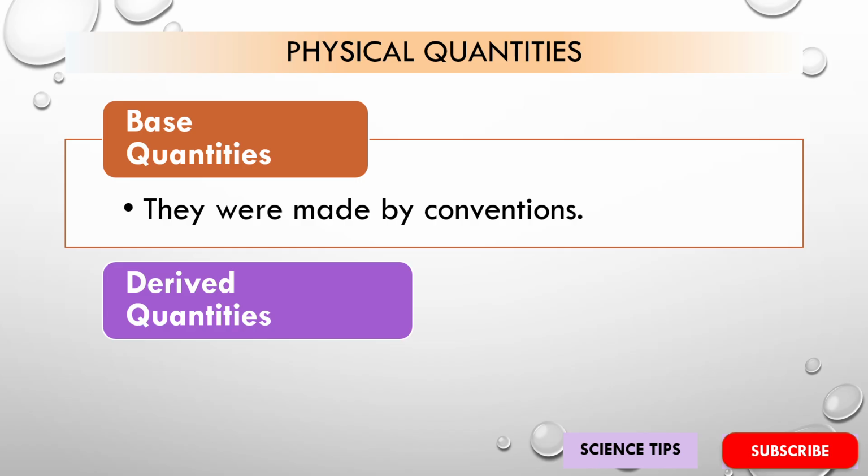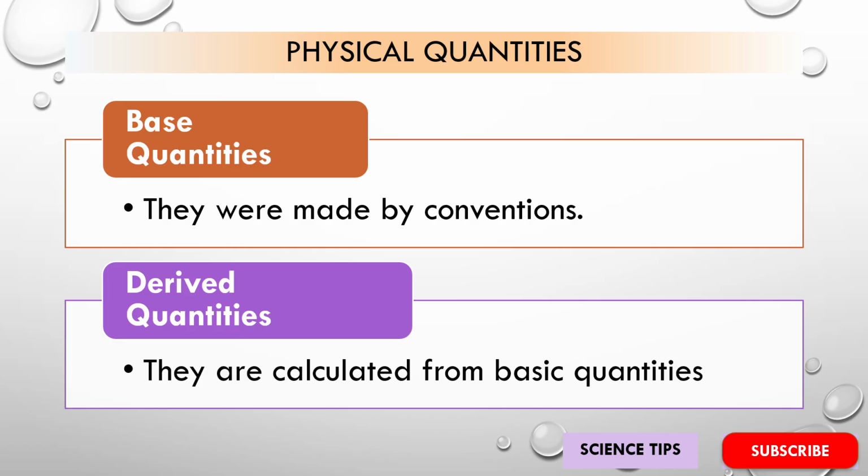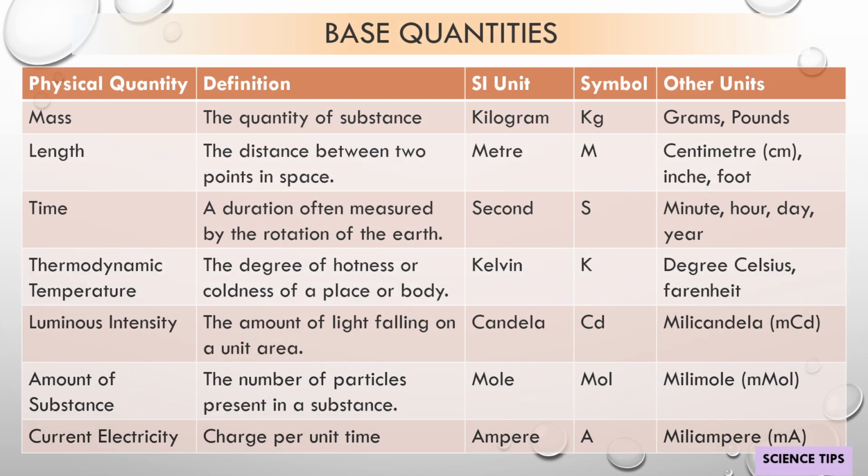So we have now derived quantities which are calculated from the basic quantities. A good example is now the subdivision of that standard bar into 100 equal parts, which they called centimeters. So we normally measure in centimeters, but the SI unit of length is the meter. I have provided a list of the base quantities in this table. You can pause and look at them closely, and I've provided simple definitions, SI units, symbol, and other units.